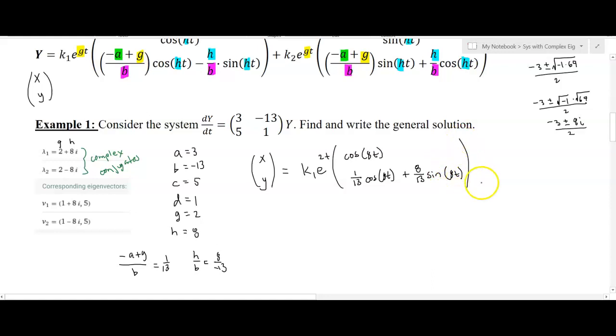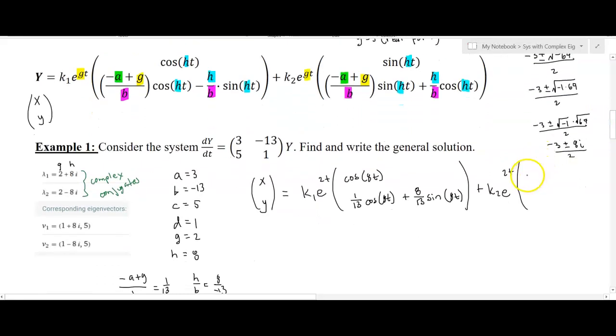And that completes that term, plus k2 e to the 2t, g is 2. A lot of this is going to look very similar, except the top component is going to have sine of 8t, and the bottom component is going to have the same coefficient as the cosine did here, 1/13 sine of 8t, plus h over b. We said h over b was negative 8/13, so we're adding it, so plus negative 8/13 cosine 8t.